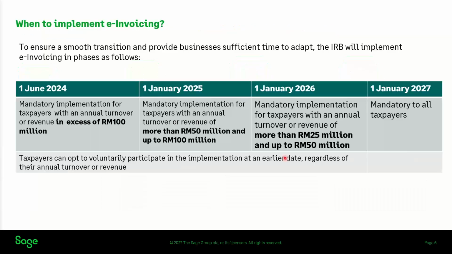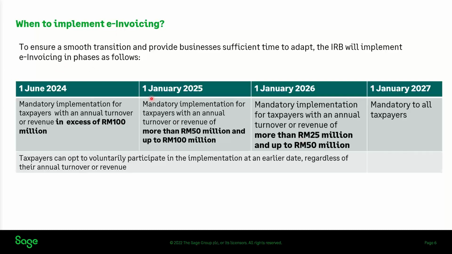All right. When to implement e-invoicing? As I already told you, I believe at this moment most of you already know which phase your company needs to follow. According to LHDN, to ensure a smooth transition and provide your company, as a taxpayer, sufficient time to adapt, they divided it into 4 phases. For each, the timeline is based on your annual turnover in 2022, in the year of 2022.